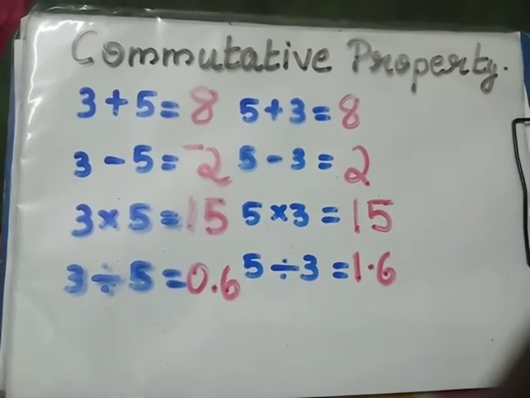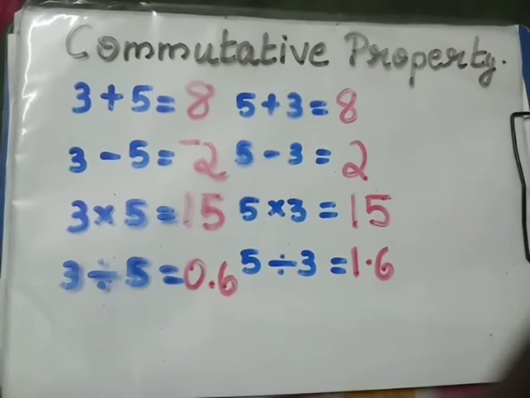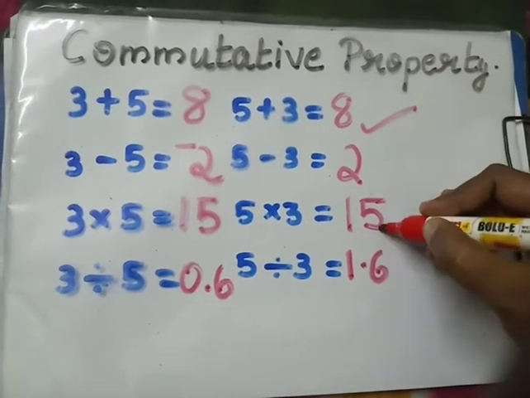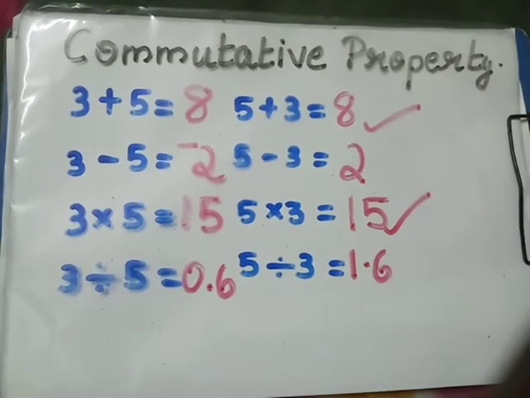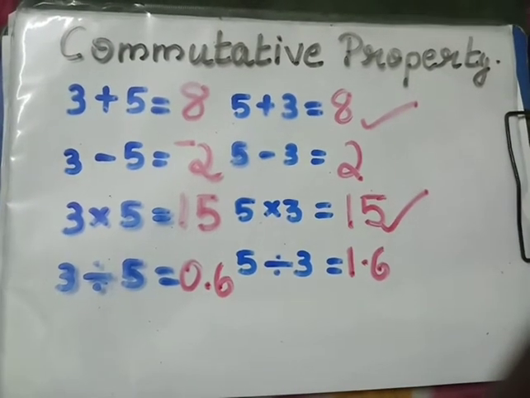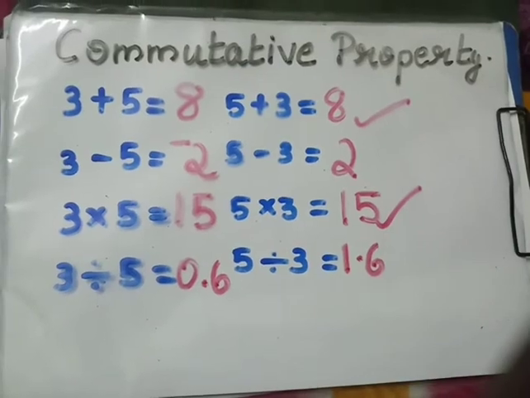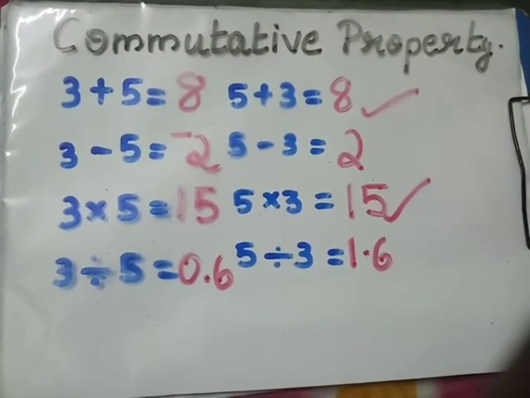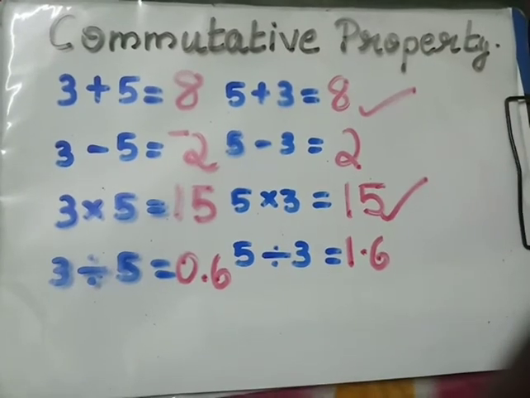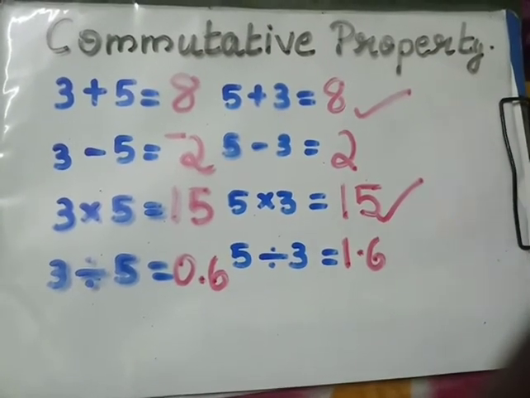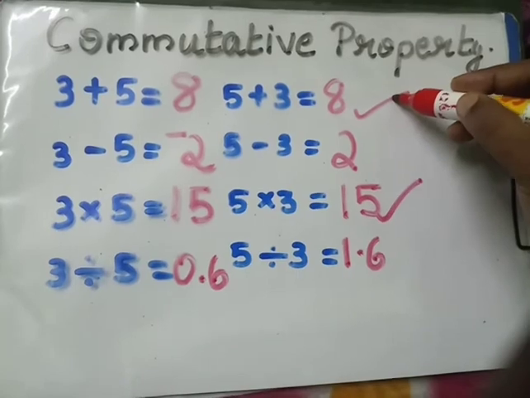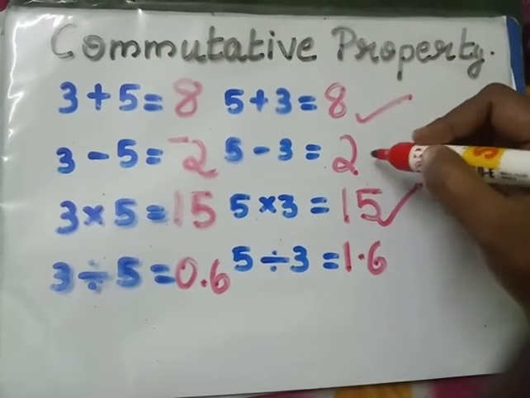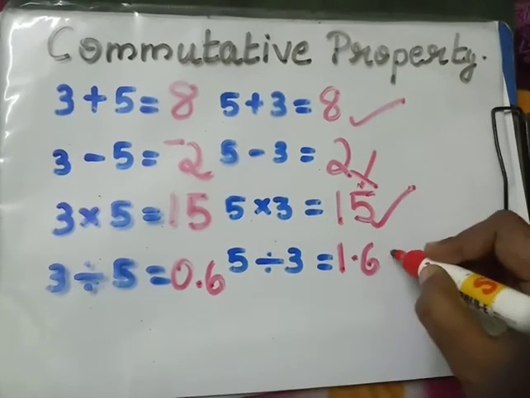So when you are doing addition and multiplication, even though you change the order, you are getting the same answer. That means commutative property explains that when you are adding or multiplying two whole numbers, even though you change the order, you will get the same answer. So commutative property is applicable only for addition and multiplication. It is not applicable for subtraction and division.